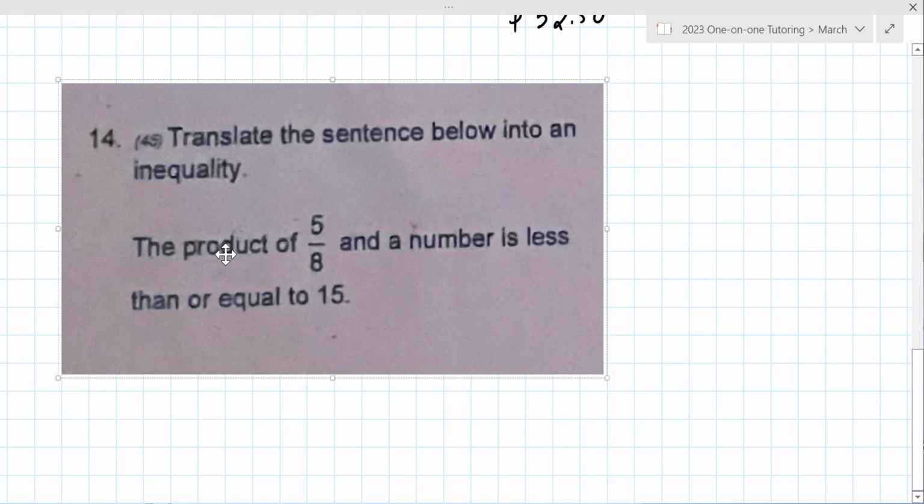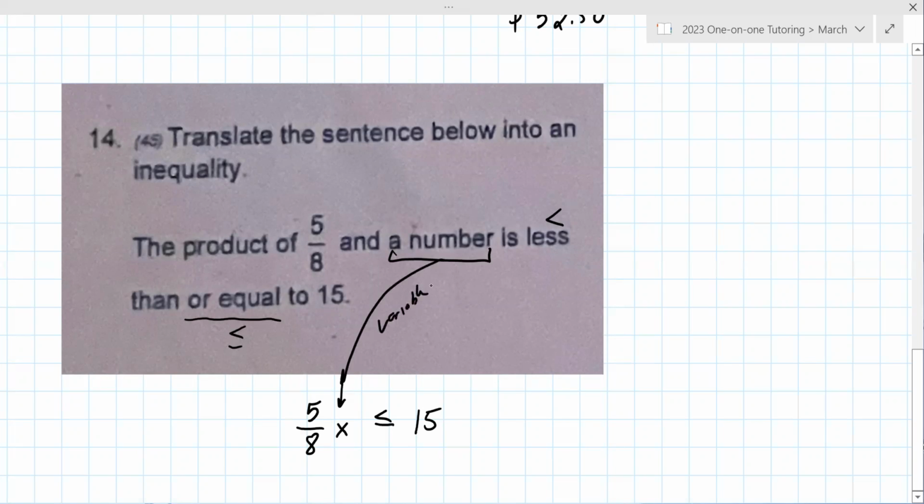Okay, the product of is multiplication. 5/8 and, so it's 5/8 times something, a number less than or equal to 15. Okay, so 5/8 times a number, call that x, is less than or equal to 15. The or equal to turns it into a less than or equal to. So a number is the variable. There's so many variations on that. I mean, it could be greater than or equal to, at most, at least.